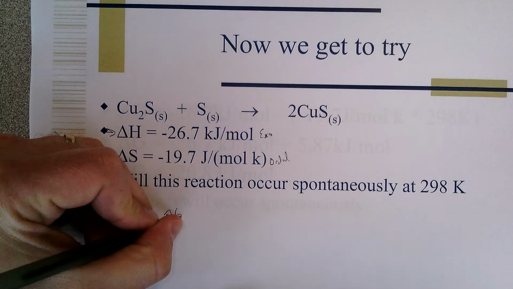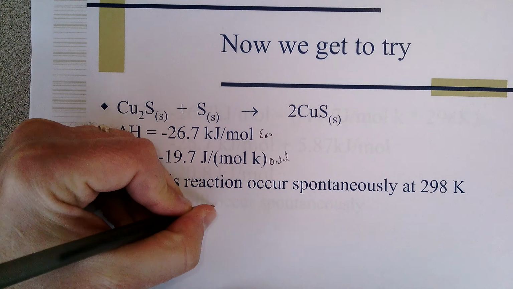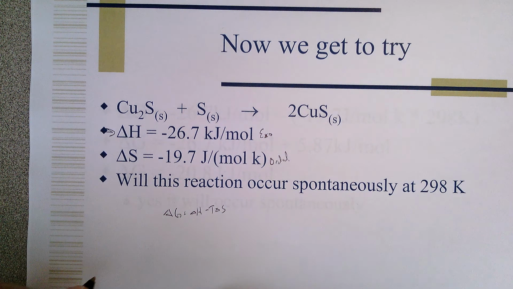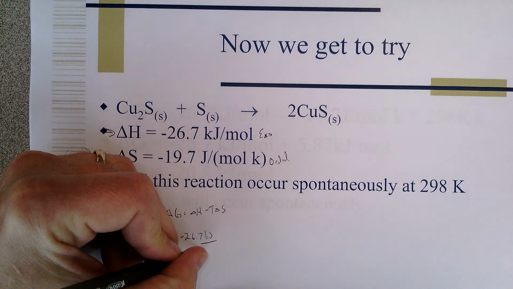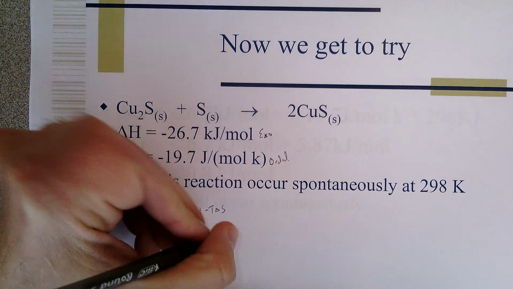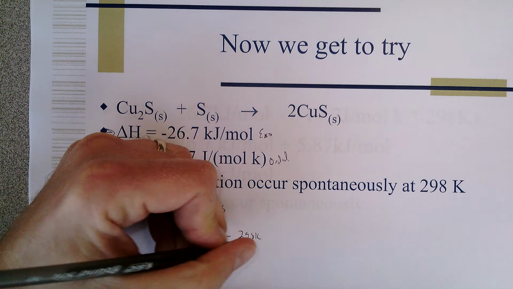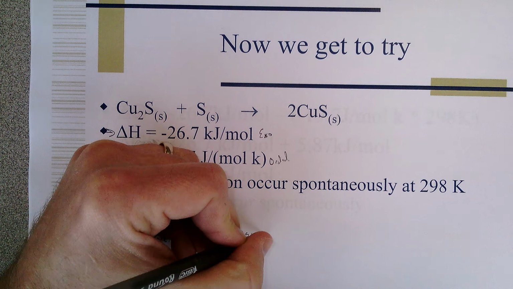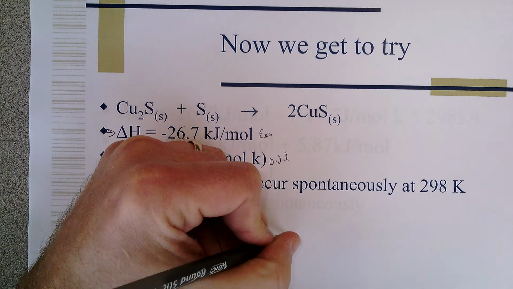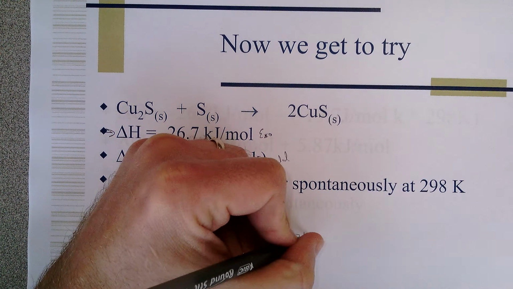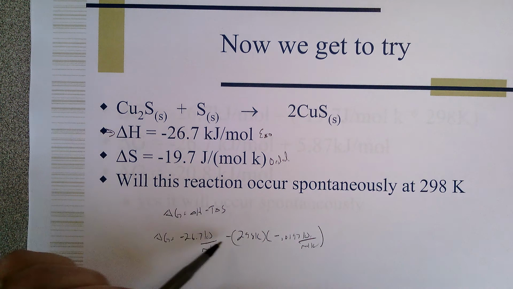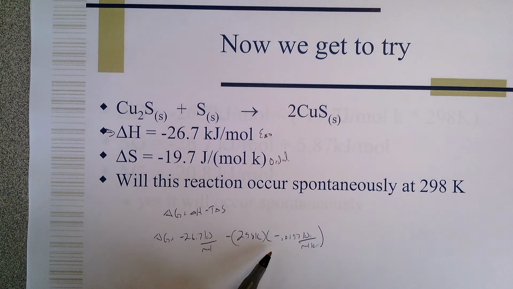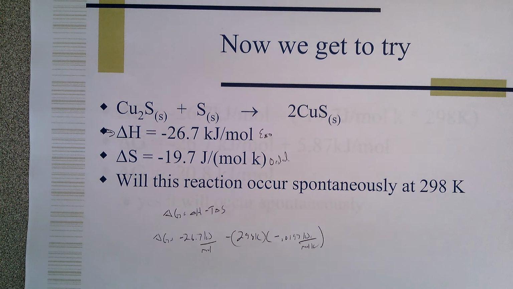So delta G equals delta H minus T delta S. So delta G is going to equal negative 26.7 kilojoules per mole minus the temperature, 298 Kelvin, times negative 0.0197 kilojoules per mole Kelvin. Notice we need to change joules and kilojoules to be the same. So either change both of them to kilojoules or both of them to joules. I tend to change them both to kilojoules because otherwise you're going to end up with really big joule numbers. But it doesn't really matter what you do there.